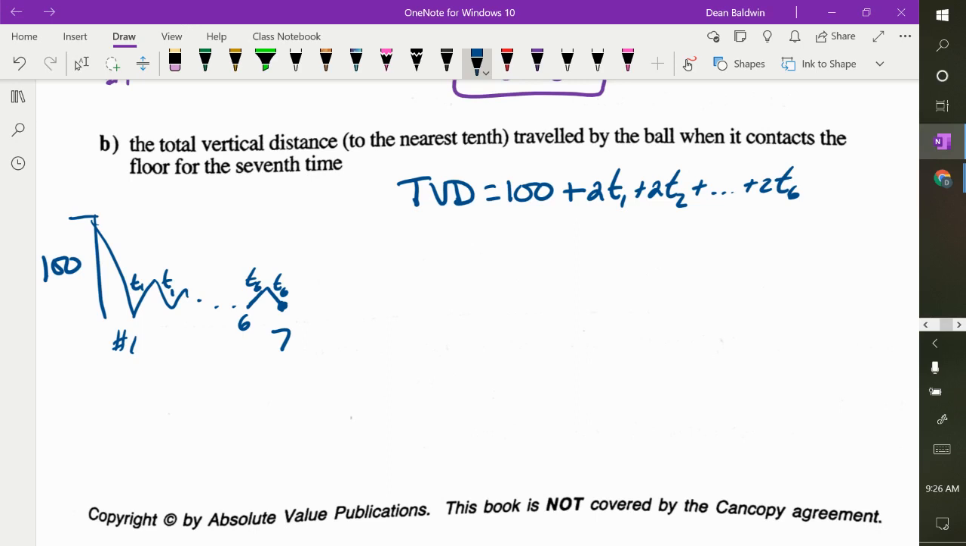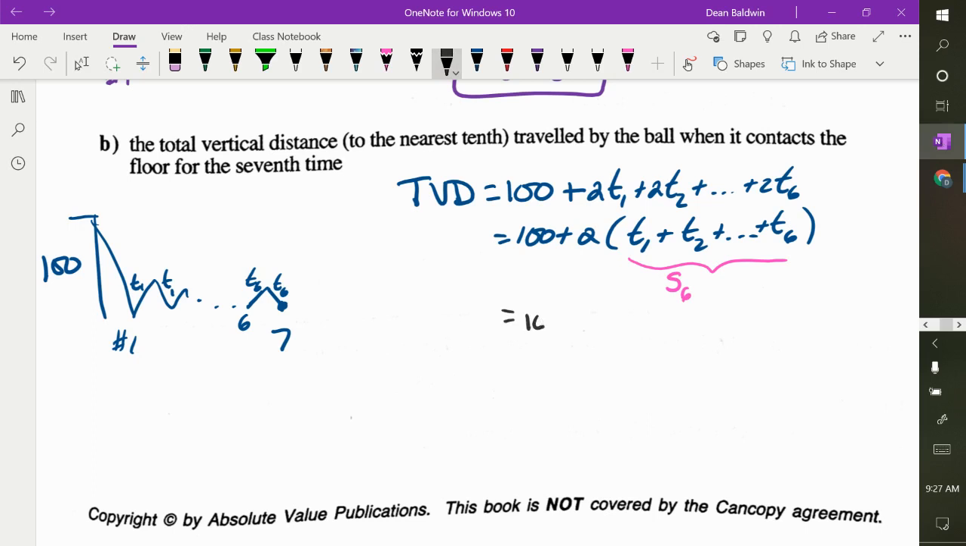So it's 2T1, 2T2, and so on, to 2T6. I can factor a 2 out of there, which gives you this. What is that? T1 plus T2 all the way to T6. What's the shorthand to say that? What are we doing? You're finding the sum of the first 6 terms, right? So this is just S6. So then this formula becomes 100 plus 2 S6.